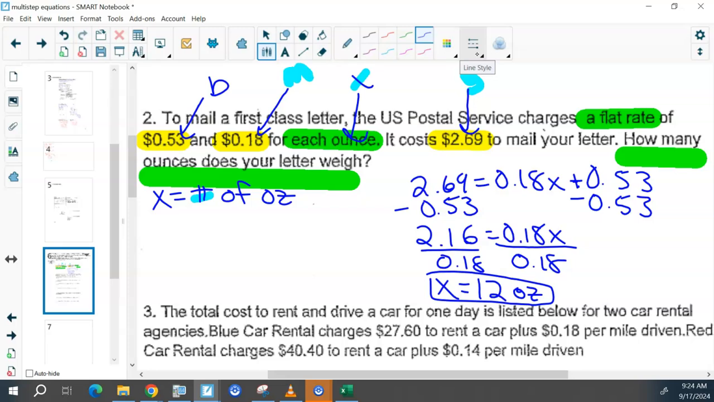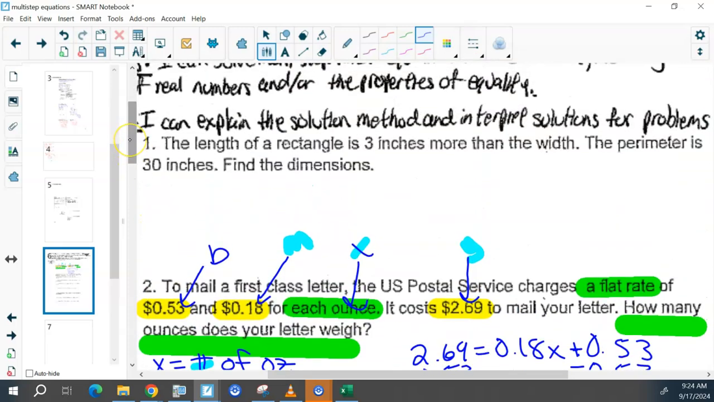What questions do we have on that process? We're going to do a more challenging one. Go back to number 1. So in number 1, let's read that. The length of a rectangle is 3 inches more than the width. The perimeter is 30 inches. Find the dimensions. What do you feel is important there?